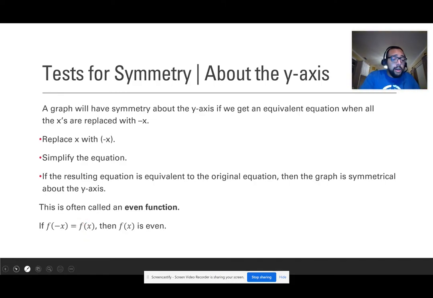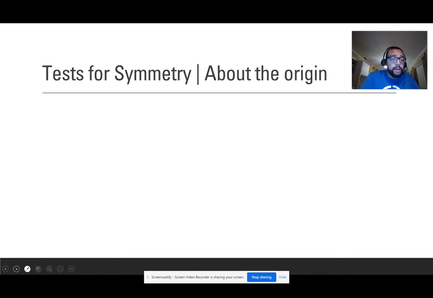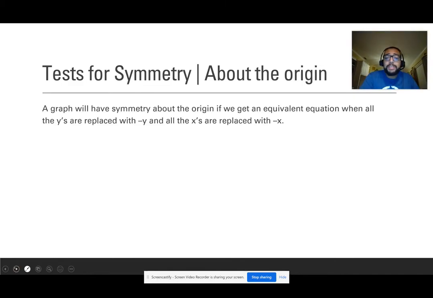All right. Symmetry about the origin. Very similar, except that you replace all the y's with negative y and all the x's with negative x. Why do we do both? Because that's the definition of symmetry about the origin. Remember, there's a reflection across the x-axis happening and a reflection across the y-axis happening. There are two reflections happening with symmetry about the origin, so we need to account for that whenever we solve it algebraically. So that means we replace y with negative y and x with negative x.